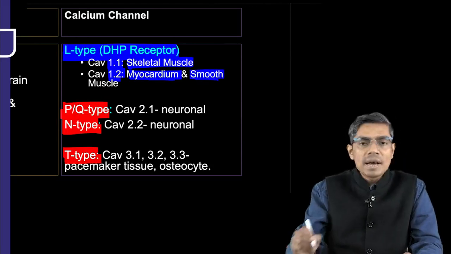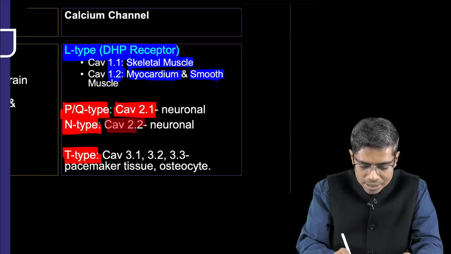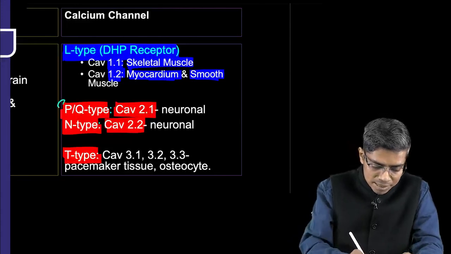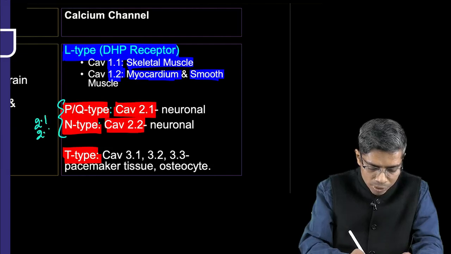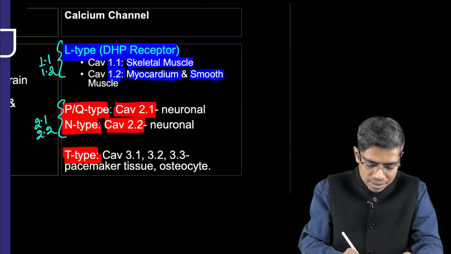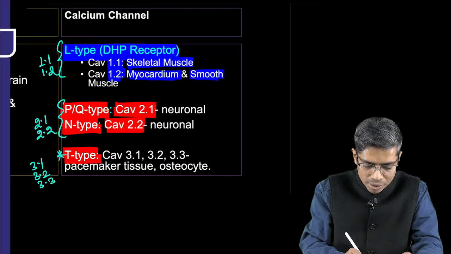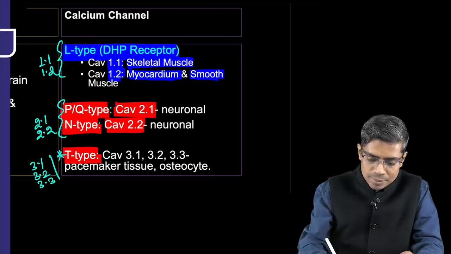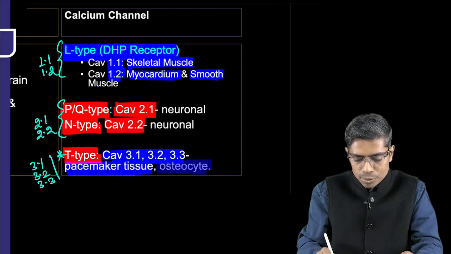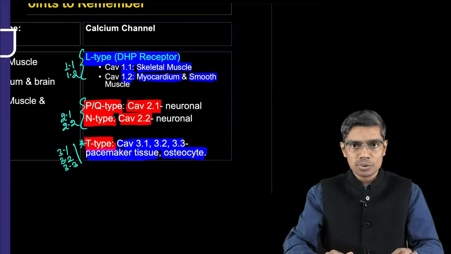Now, what about PQ and N type? PQ type is also known as CAV 2.1 and N type calcium channel is also known as CAV 2.2. Getting my point? So PQ and N type calcium channels are basically 2.1 or 2.2. L type calcium channel is basically 1.1 or 1.2. And T type calcium channels are 3.1, 3.2 or maybe 3.3. This way you have to remember the different types of calcium channel. T type calcium channel is particularly present in the heart muscle, the pacemaker tissue and osteocytes. So this classification may be very, very crucial for future MCQ.